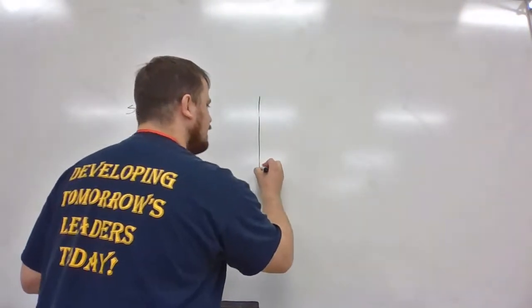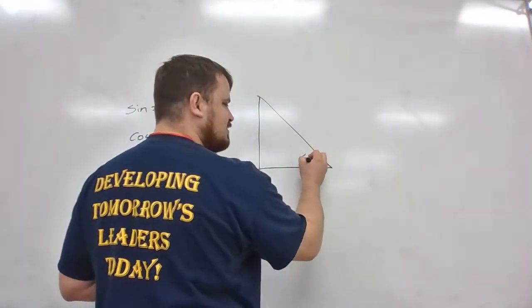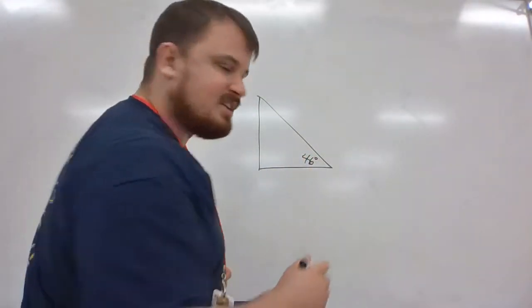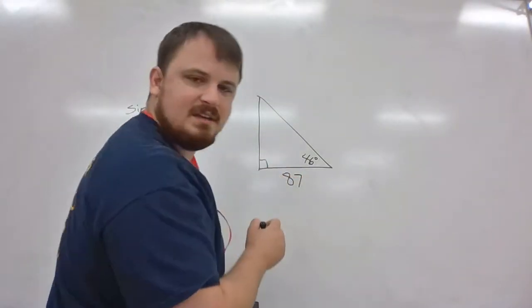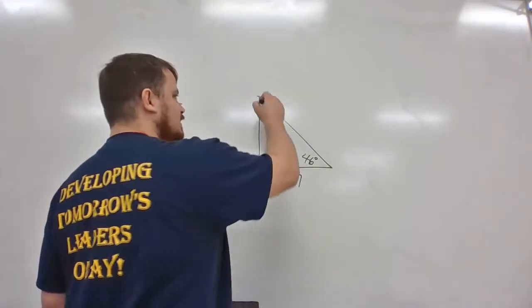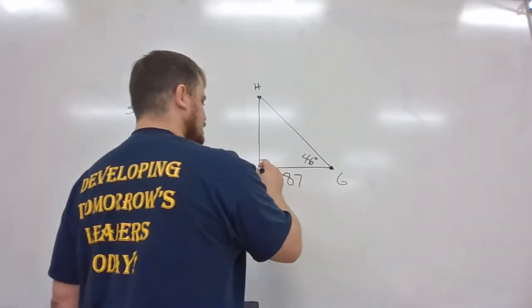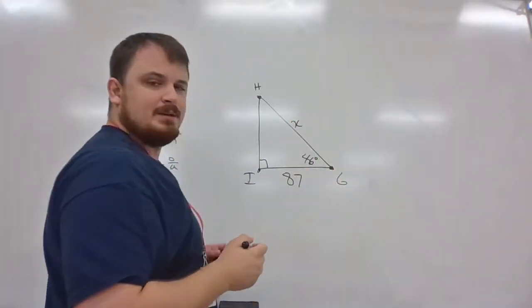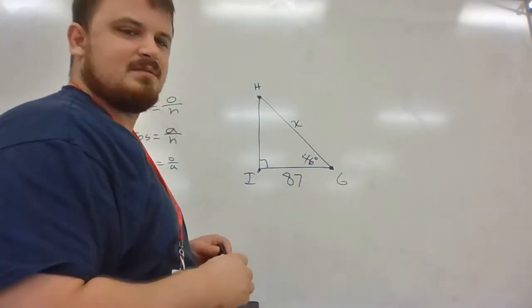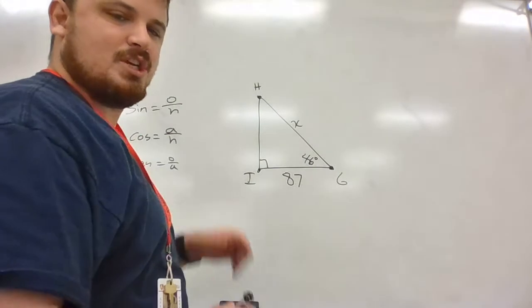So let's do a problem here. Let's do a problem where we know that this is 46 degrees. We know that this side right here is 87. This is 90. And then it's H. This is G. This is I. And they want us to find this length X. So basically, they tell us that I is 90. They tell us G is 46. They want us to find the length of HG.